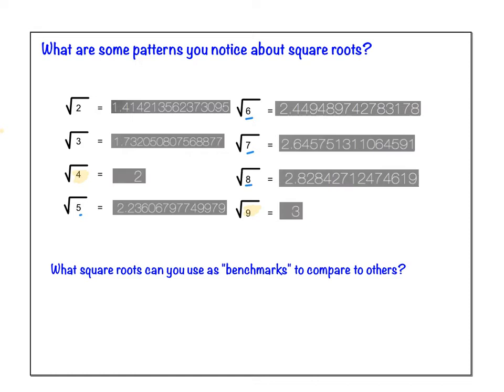And if you notice, all of the numbers in between 4 and 9 have square roots that are in between their square roots. So the square root of 4 is 2, the square root of 9 is 3, and the square roots of 5, 6, 7, and 8 are all in between 2 and 3 as well. So what we can do is start using the perfect squares as benchmarks to compare other numbers to, to see what their values would be.